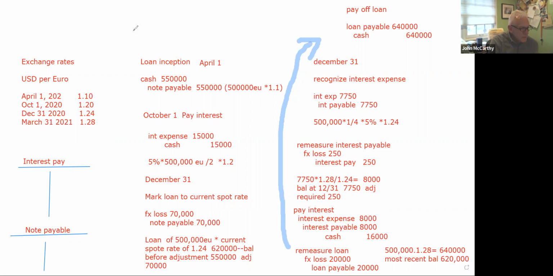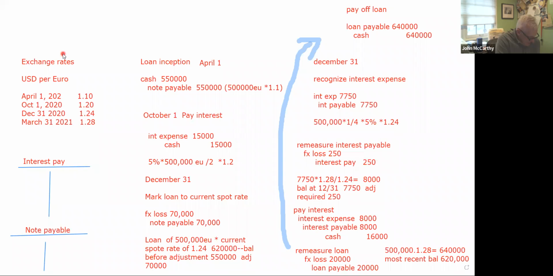So what I did is I put the exchange rates over here for reference. Okay. So what you might want to do is go to the problem. It's on page 382, problem 28. The first thing we do is on April 1, loan inception, Mendoza borrows 500,000 euros.